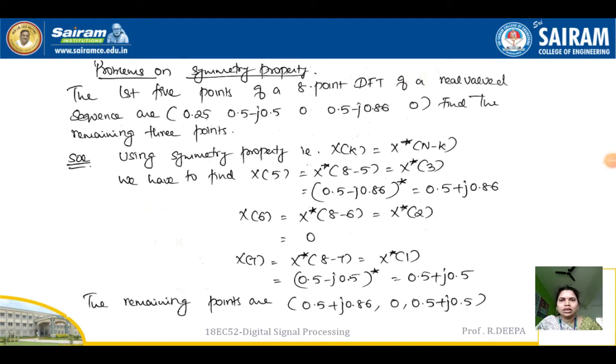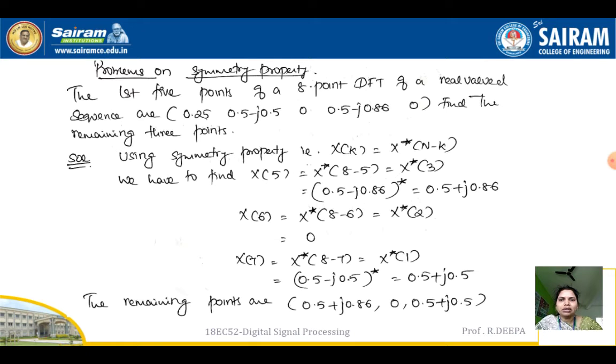Very good morning, students. In today's class we are going to solve problems based on the properties of DFT. So this is a problem which is related to symmetry property. The first 5 points of a 8-point DFT of a real valued sequence are 0.25, 0.5 minus j 0.5, 0, 0.5 minus j 0.86 and 0. Find the remaining 3 points. This is the problem statement they are given.